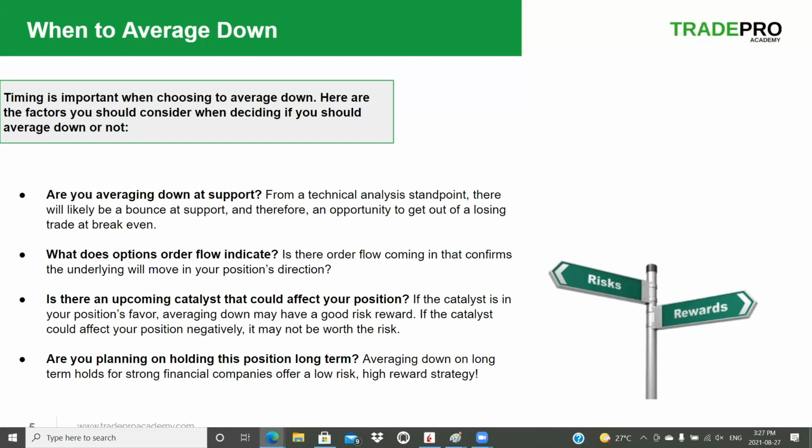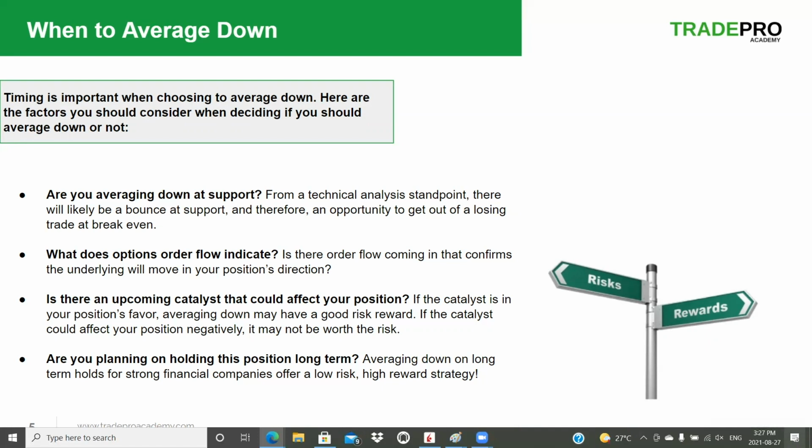So that's really important. You have to make sure that there is buying or bids coming in at support before averaging down. So you do have to wait for confirmation. But that is one way to get out of a losing trade or to potentially profit off of a once losing trade. So secondly, what does options order flow indicate? Is there order flow coming in that confirms the underlying will move in your position's direction? That's also very important. That gives us further confirmation.